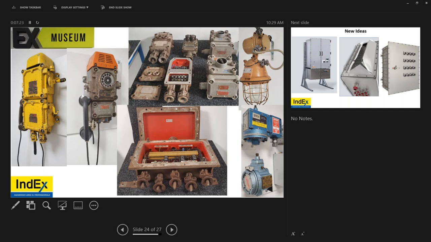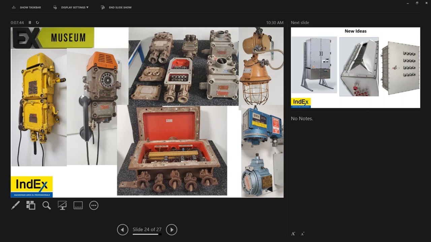Please suggest if you may populate the weekly questions and make it a facts list for reference. Druckfest, yes, EXD, Druckfest, which I think means explosion proof or something like that.